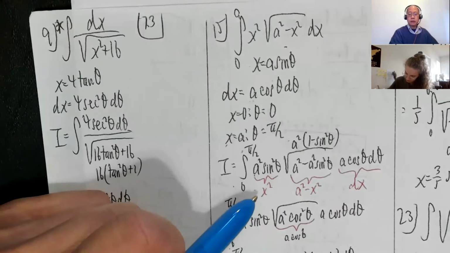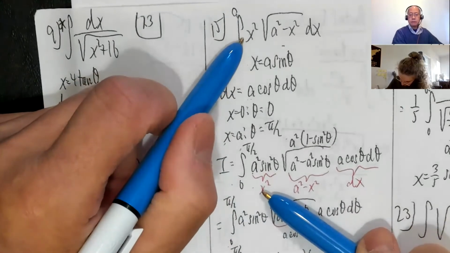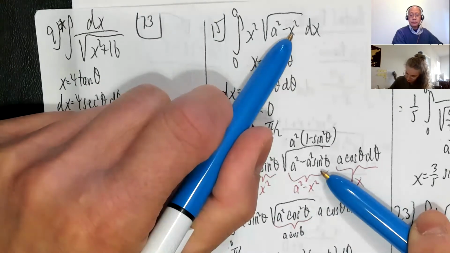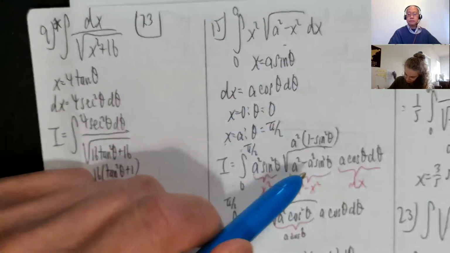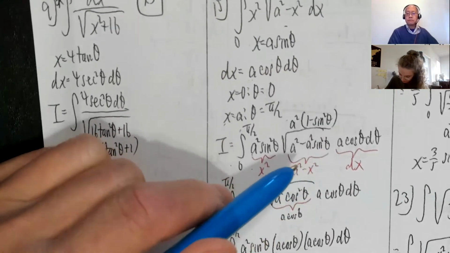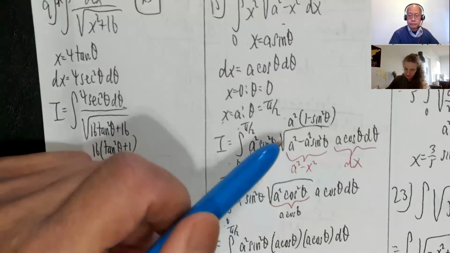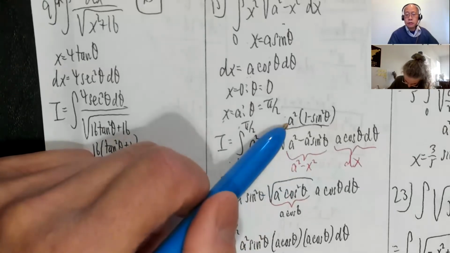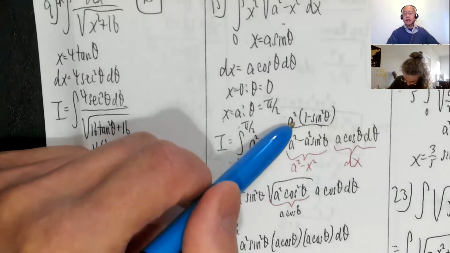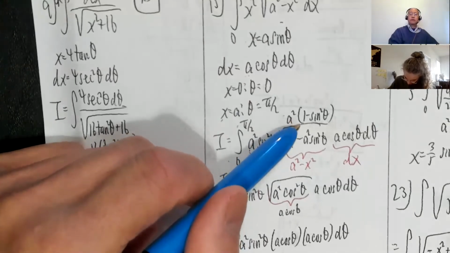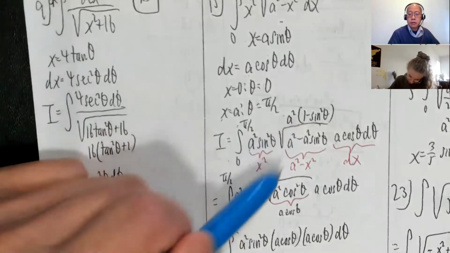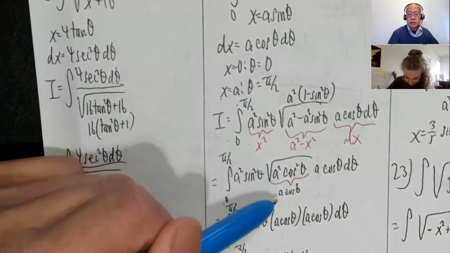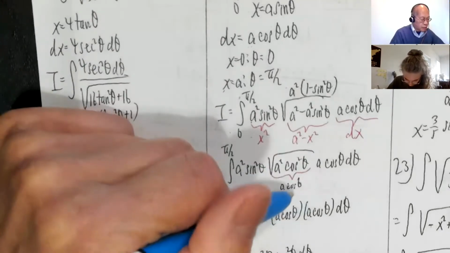So here's all the substitutions. That is that from here. That is that. And dx is all this stuff. And take a look at this. You can factor out an a squared. 1 minus sine squared. What's 1 minus sine squared? Cosine squared. Whose square root is a cosine theta. So that's perfect. And that's what we want.